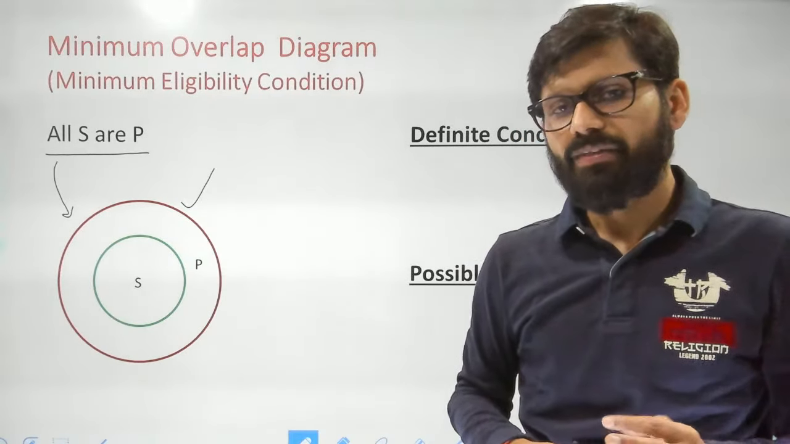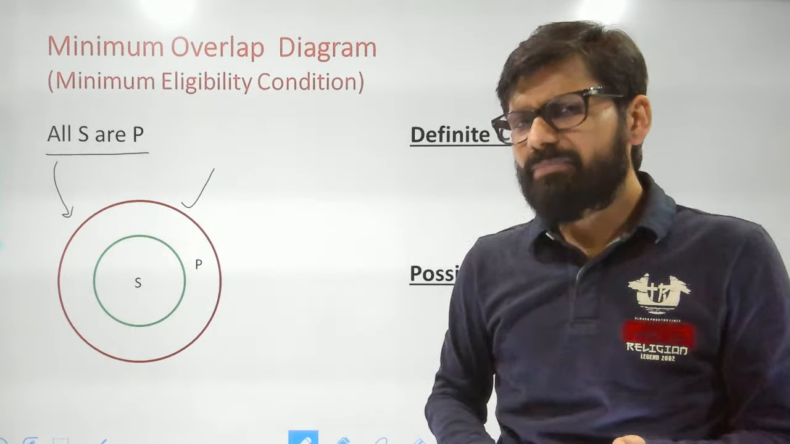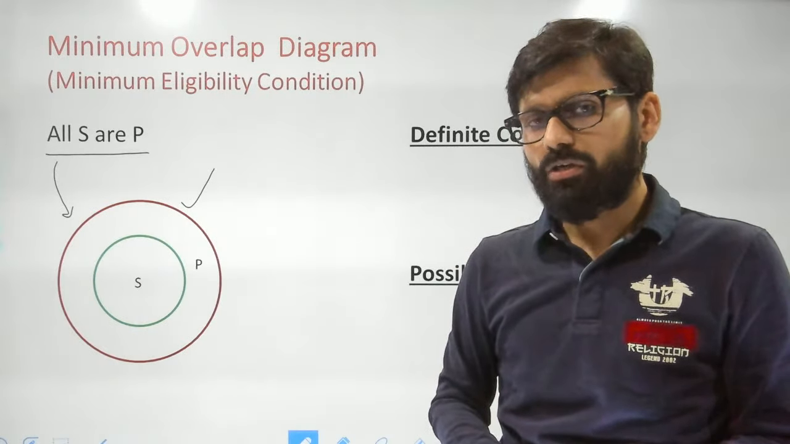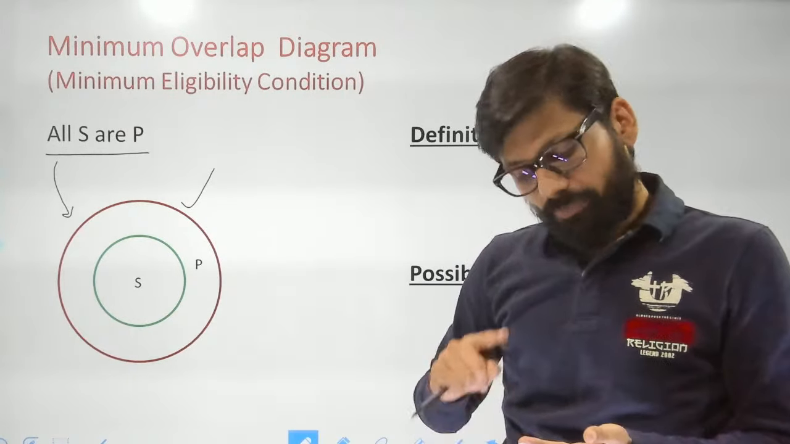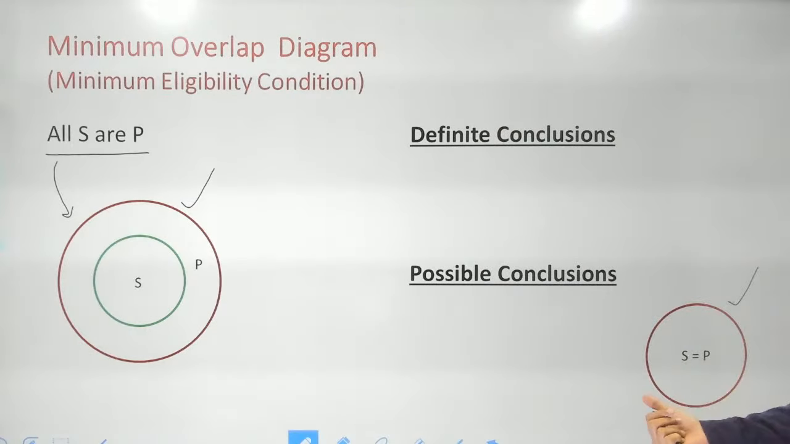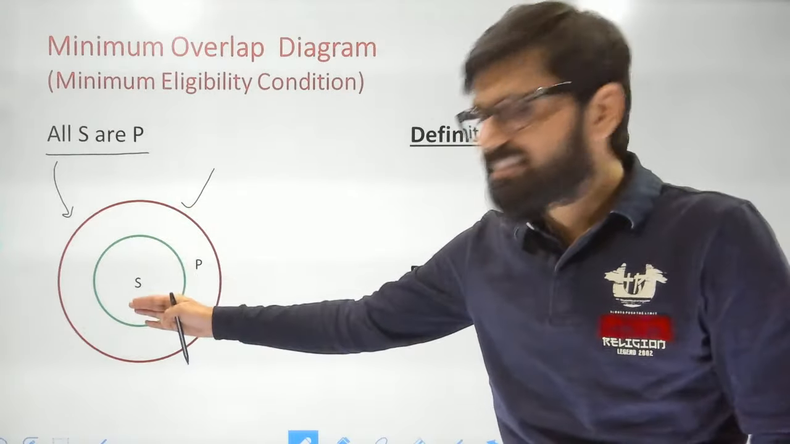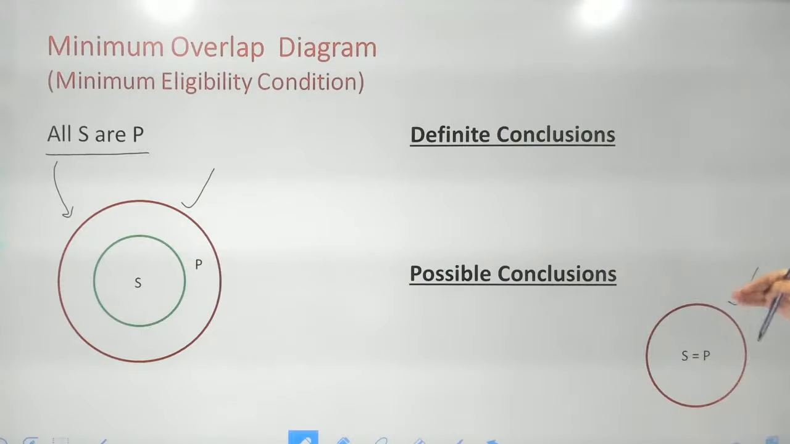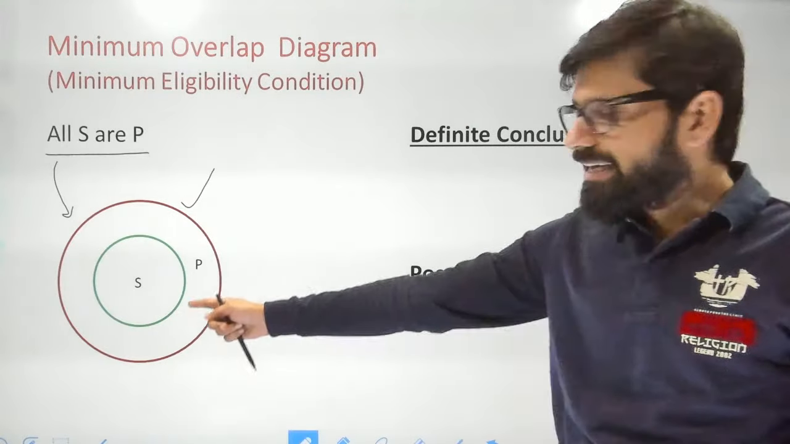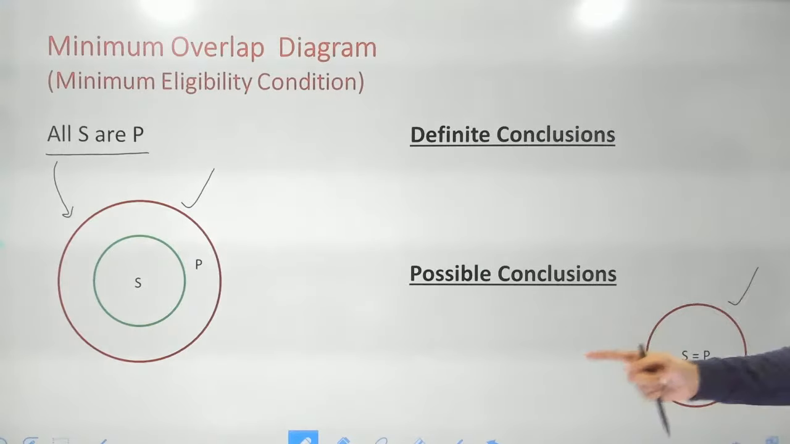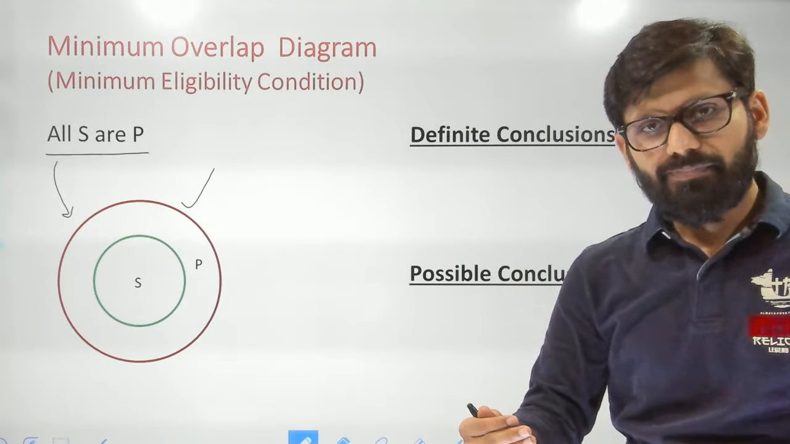But the point here is that we are not sure, right? We are not sure that all P are S. And similarly, we are also not sure of the fact that some P are not S. So we are not sure whether this is the true representation or whether this is the true representation. So in fact, both these diagrams, the diagram on the left and the diagram on the right, both are possible diagrams. They both are mere possibilities, right?